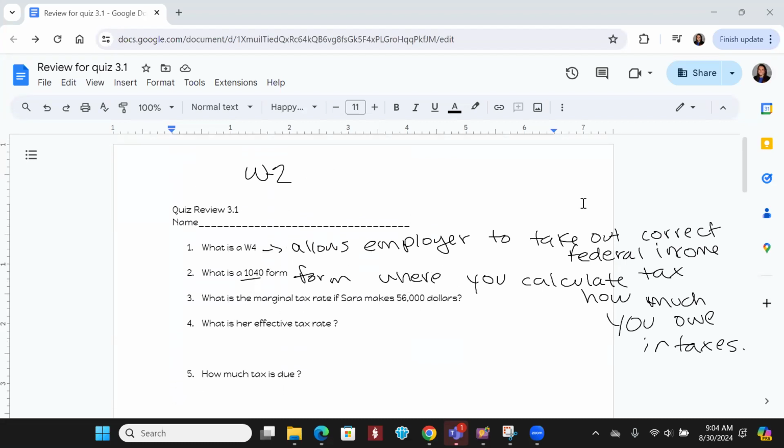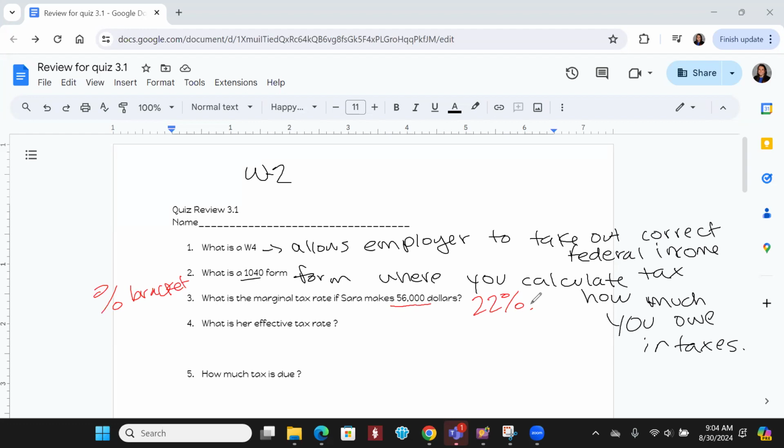Okay, so marginal tax rate is the percent bracket that you fall into. For instance, if Sarah makes $56,000, which tax bracket does she fall into? Okay, so that's her marginal rate. I'll give you a green sheet and it has the same exact tax bracket.